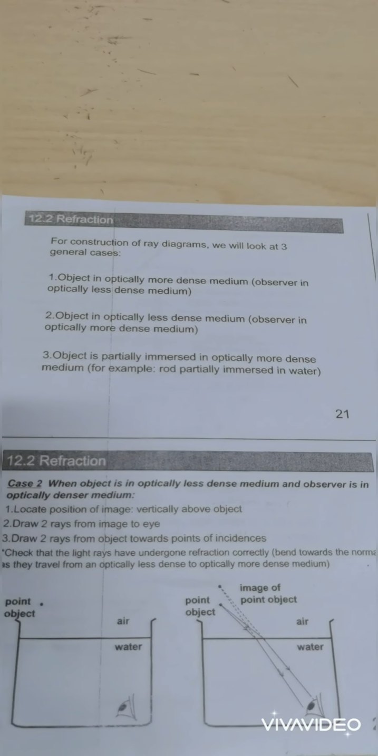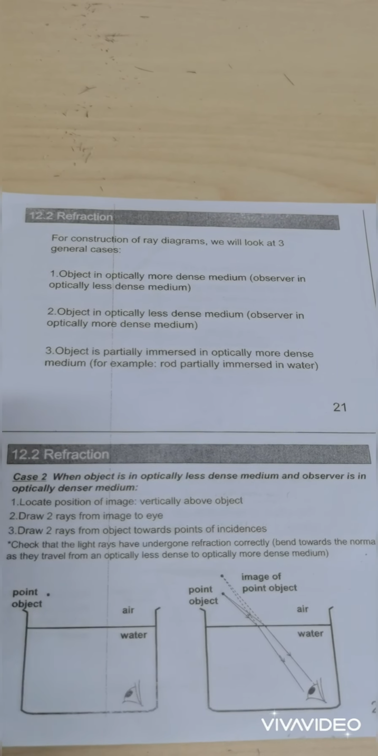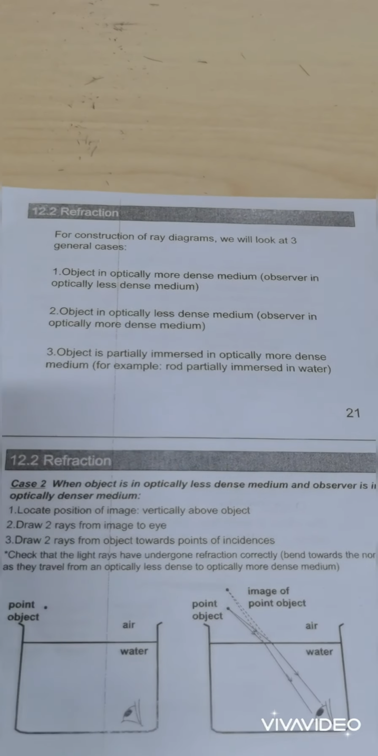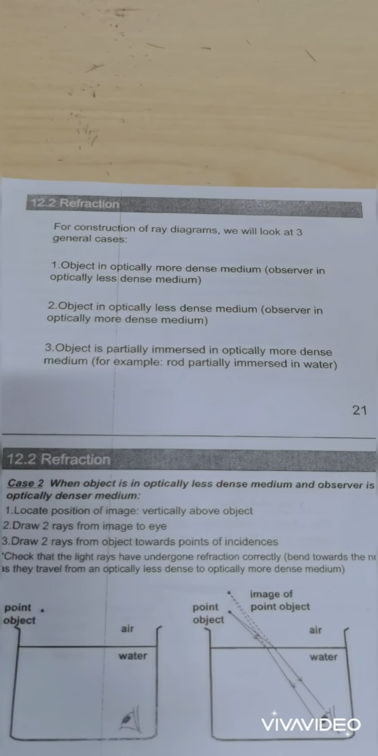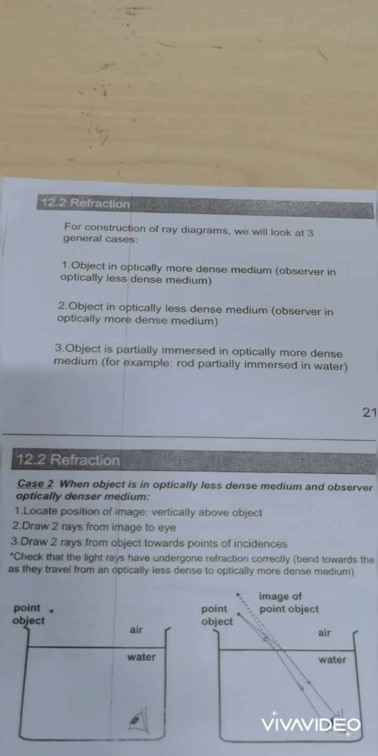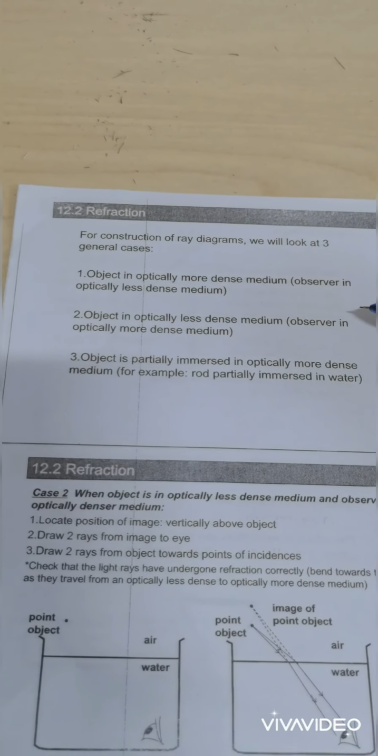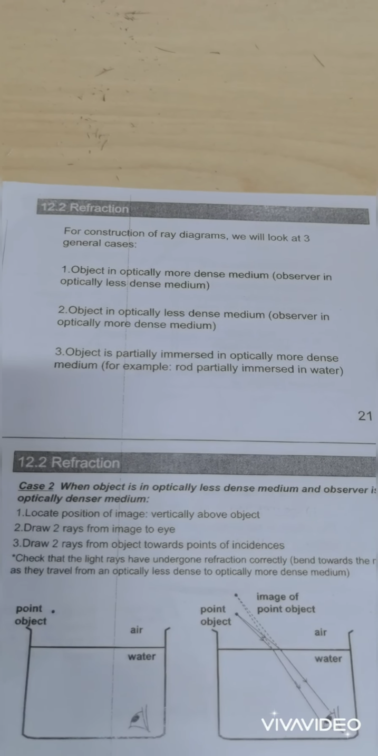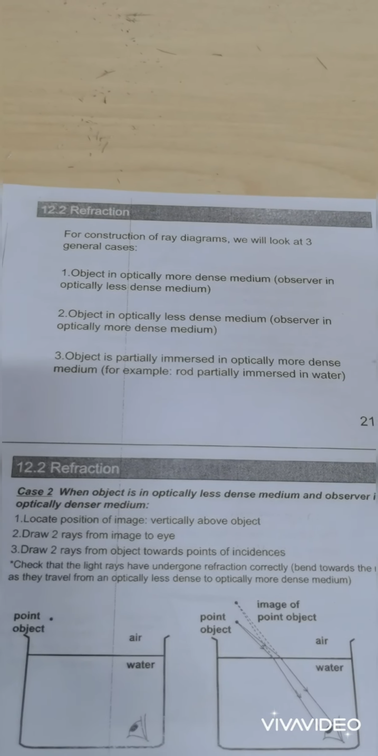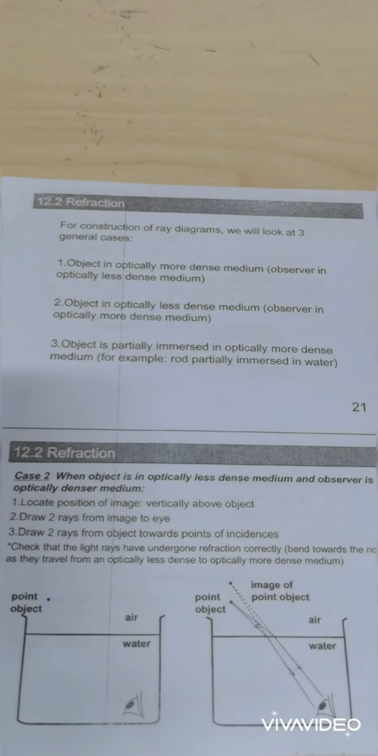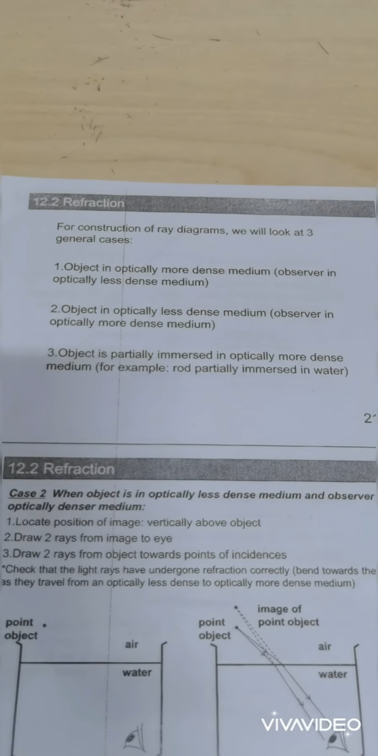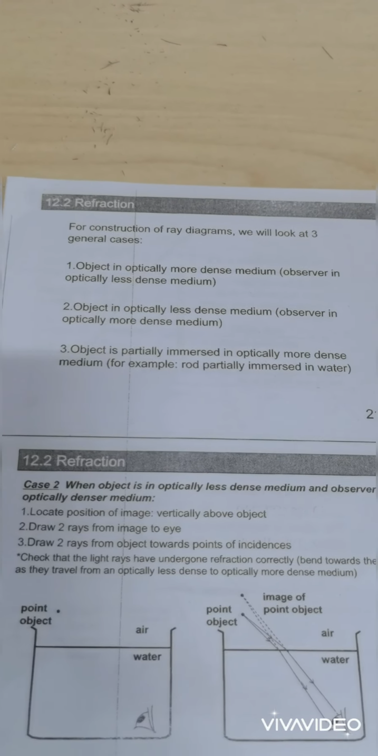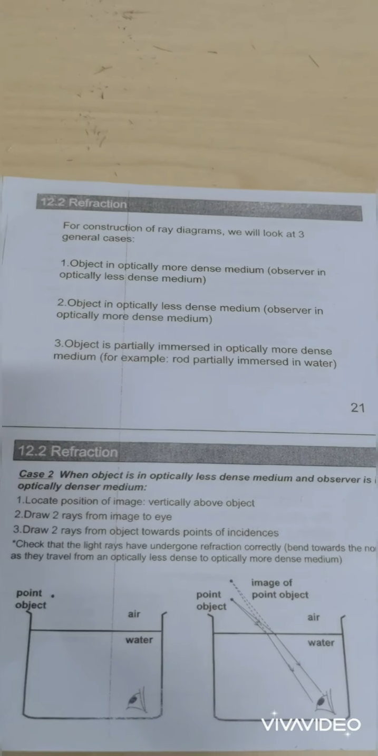Okay, so now we want to focus on how you draw the ray diagrams. We'll look at 3 general cases to construct these ray diagrams. For the first case, an object in optically more dense medium and the observer in optically less dense medium, like the goggles case. 2, the object in optically less dense medium and the observer in optically more dense medium. Say for example, you're in the swimming pool looking out at something in the air. And 3, object is partially immersed in optically more dense medium. For example, the rod that is partially immersed in water.